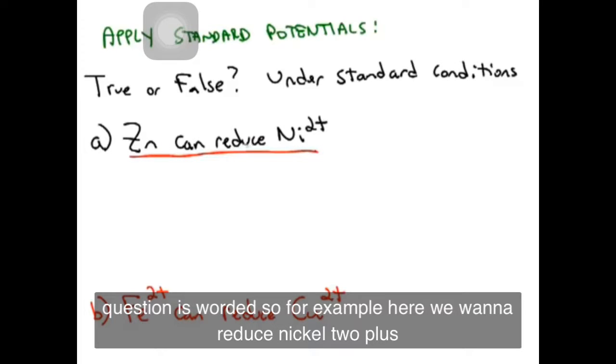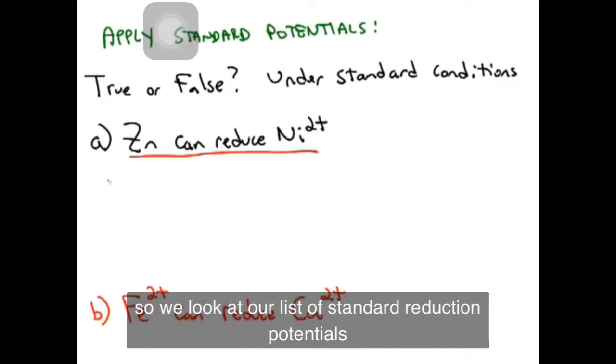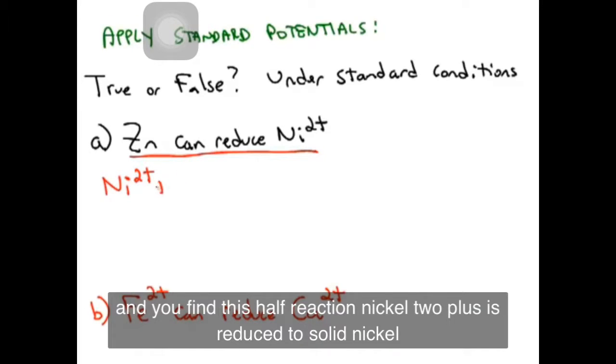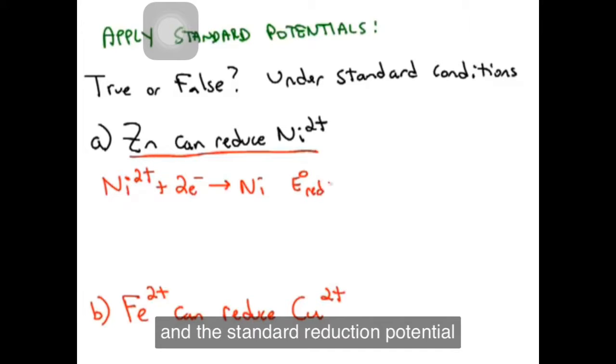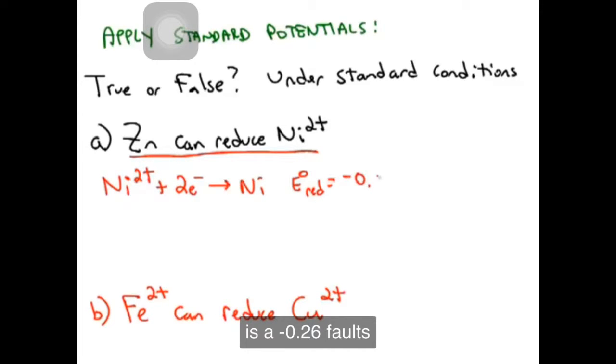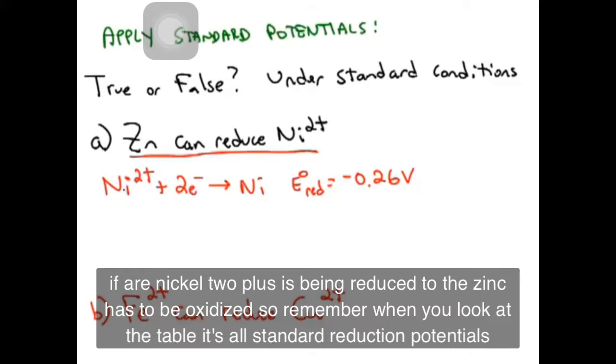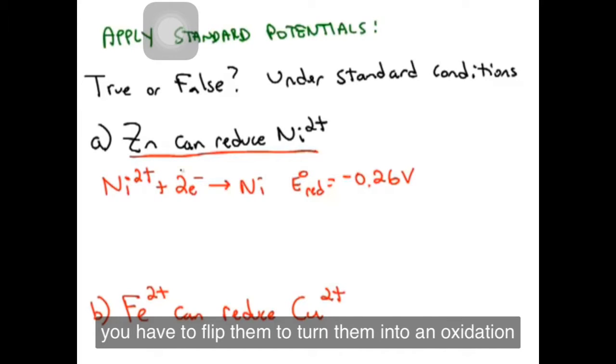So for example, here we want to reduce nickel 2+. So we look at our list of standard reduction potentials and find this half reaction. Nickel 2+ is reduced to solid nickel and the standard reduction potential is negative 0.26 volts. If our nickel 2+ is being reduced, the zinc has to be oxidized. So remember, when you look at the table, it's all standard reduction potentials. You have to flip them to turn them into an oxidation.